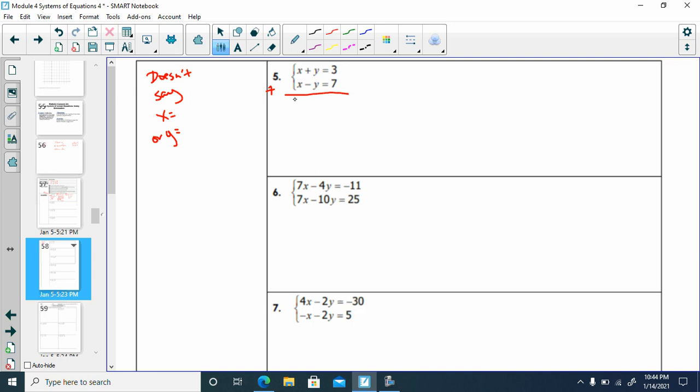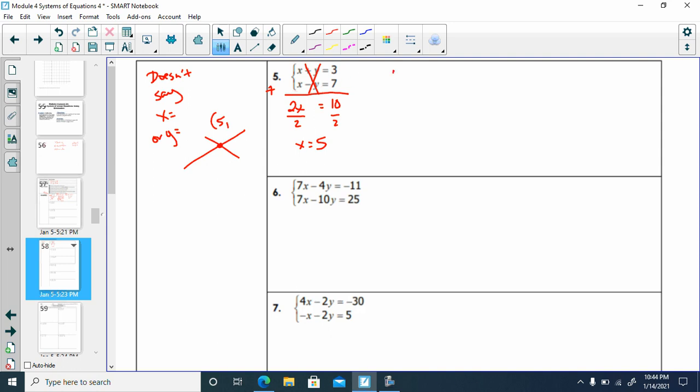So x plus x is 2x. Positive y plus negative y gives you 0y, so that's gone. 7 plus 3 gives me 10. Divide both sides by 2, and x is equal to 5. So I've got my x value, it's 5.